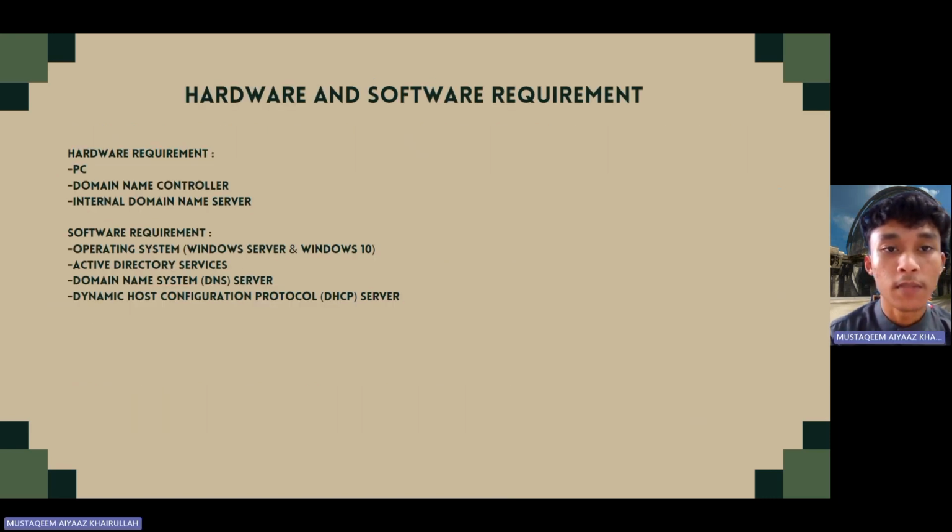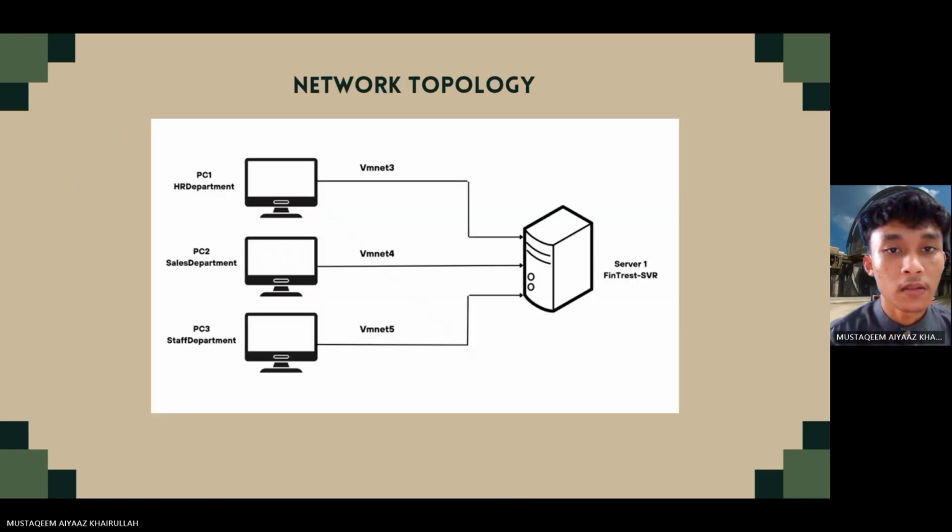So for this problem-based task, the hardware and software that we need is, firstly, for hardware, we need PCs, domain name controller, internal domain name server. For software requirement, we need operating systems such as Windows Server and Windows 10. Next, Active Directory service, domain name system server, and DHCP server. We can add the network topology.